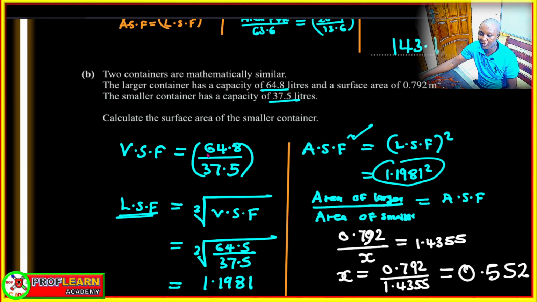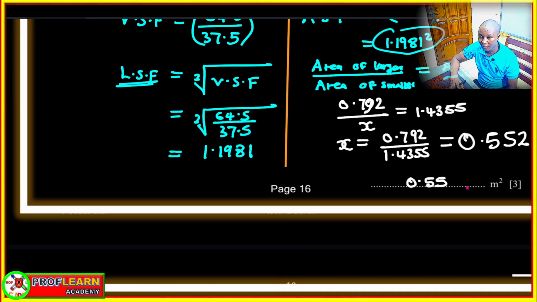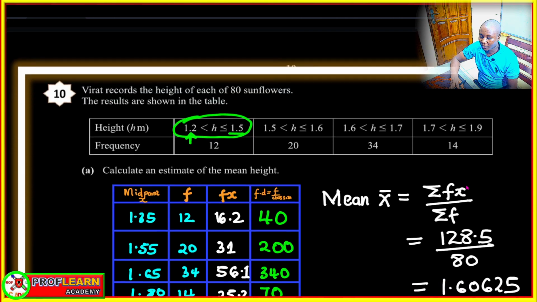Equally here, you must have started with the volume of the larger one over the volume of the smaller one so that you can be able to proceed. If you started with the volume of the smaller one over the larger one, also here you do area of the smaller one over area of the larger one, so that you can be able to use this area scale factor that you have gotten here. And if you work it out, you're going to get 0.55 at that point.